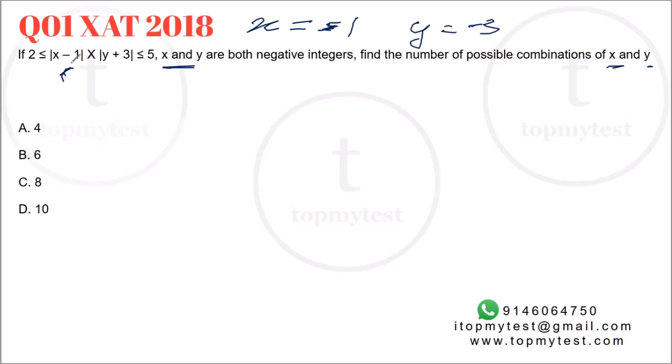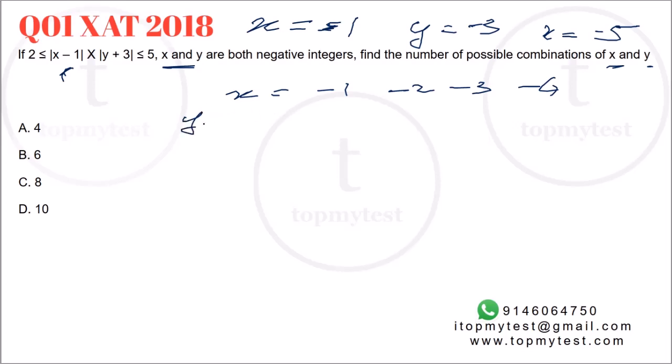Further, modulus of x minus 1 will always keep on increasing because x is in the negative range. So when you put x is equal to -1, -2, -3, -4, you cannot put any value beyond -4. Because when you put x is equal to -5, modulus of x minus 1 will become 6. 6 into any natural number will always be more than 5. It will be out of this bound. So these are the 4 possible values of x.